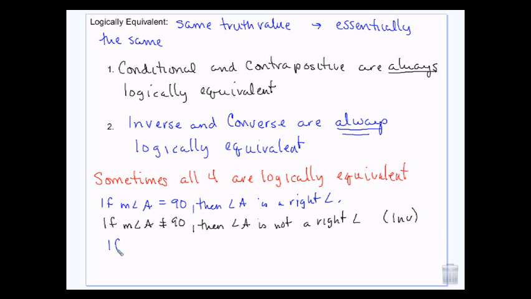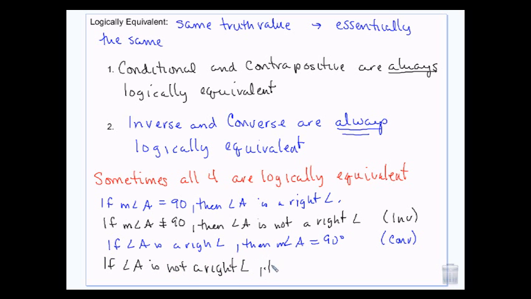And then I could do the converse, which is if angle A is a right angle, then angle A is 90. And then the contrapositive, which is if angle A is not a right angle, then the measure of angle A is not 90. That's the contrapositive. Now when we look at this one, if angle A is 90, it's a right angle, that's true. If it's not 90, then it's not a right angle, true, true, true. So sometimes they can all be the same. They can all be true or they can all be false.